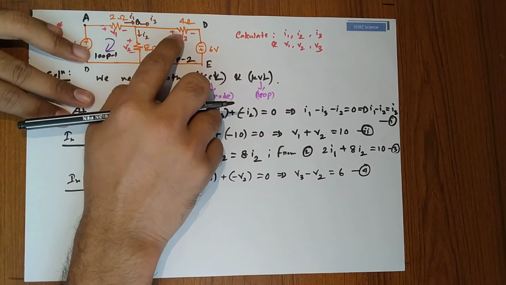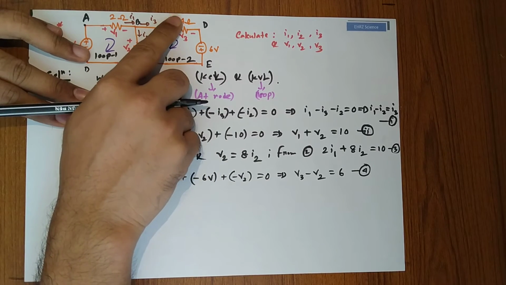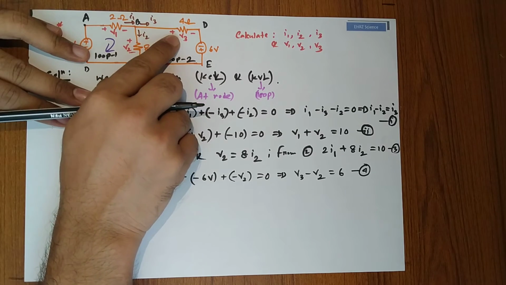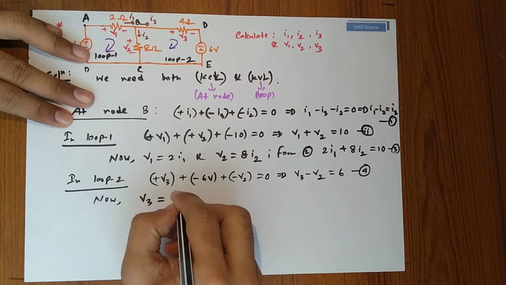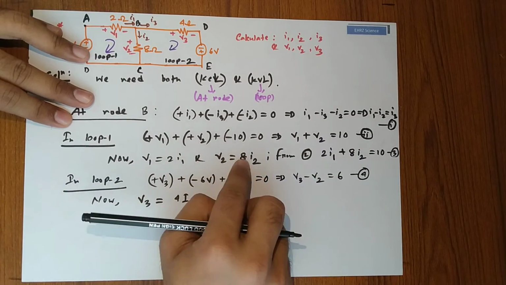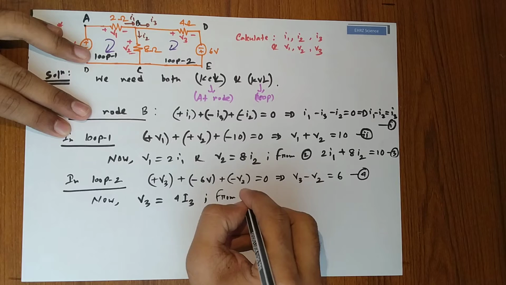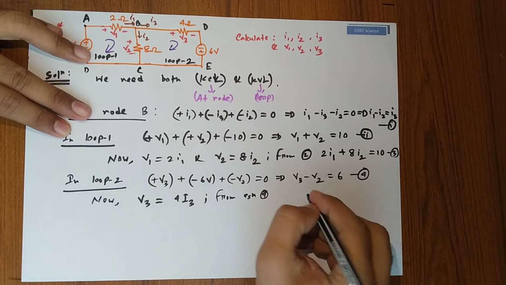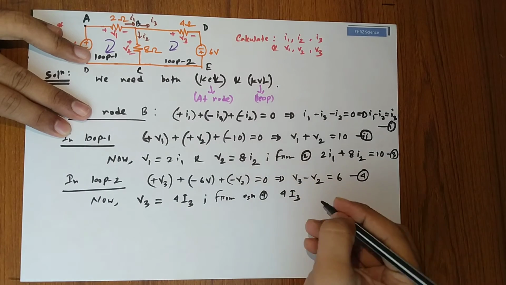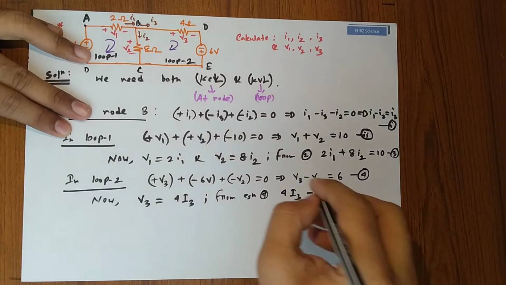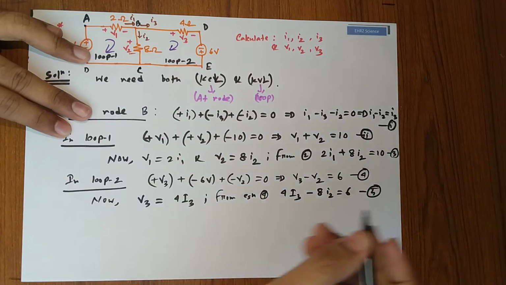Now what is V3, students? See, I3 is entering the positive terminal of the 4 ohm resistor, and the voltage drop across the 4 ohm resistor is V3. So from Ohm's law we can write that V3 is basically 4I3, and we know V2 is equal to 8I2. So from equation 4 we can write that 4I3 minus 8I2 is equal to 6. This is equation 5.